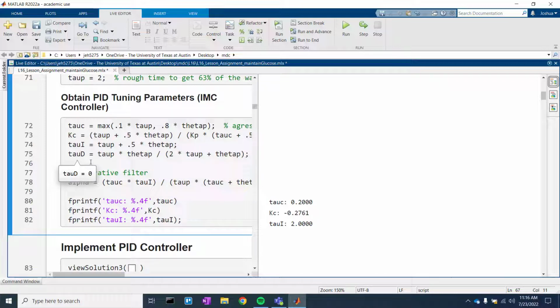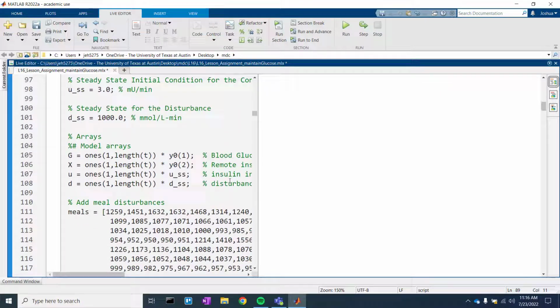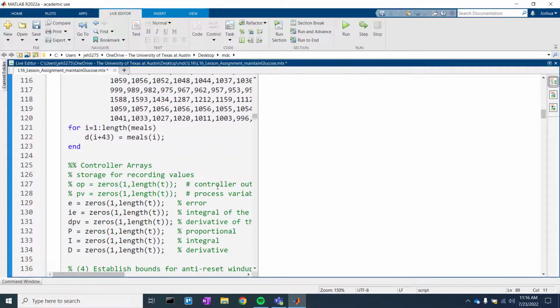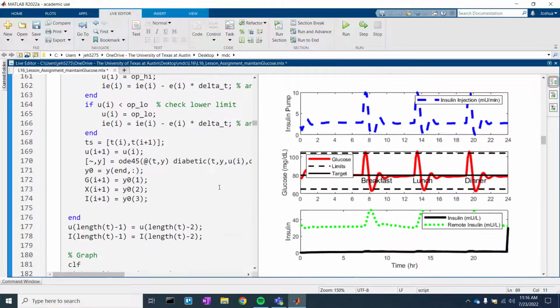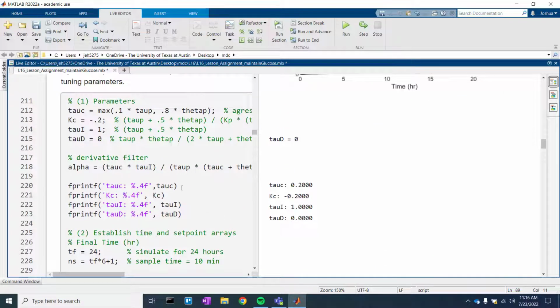Our tau d looks like it ends up being 0. That's because our theta p is 0. So we'll go ahead and implement our PID controller now. Hopefully we get better solutions now that our Kp is not infinite or 0. So you can see we still have those oscillations as we saw before. And we're going to go to the tuning section now.